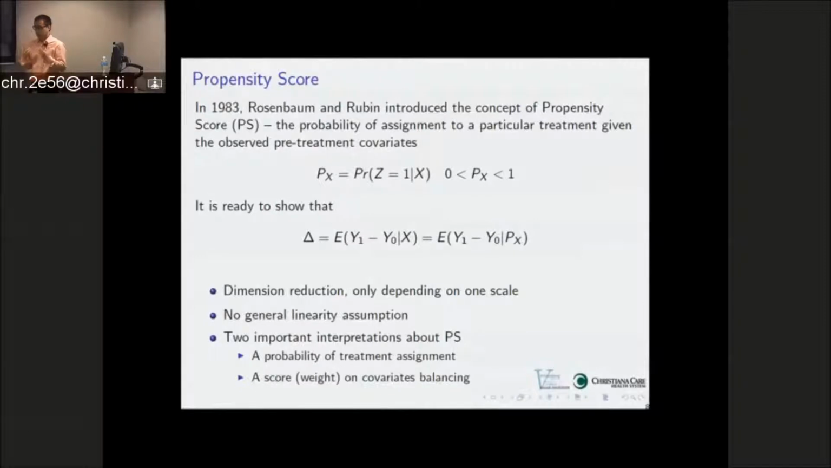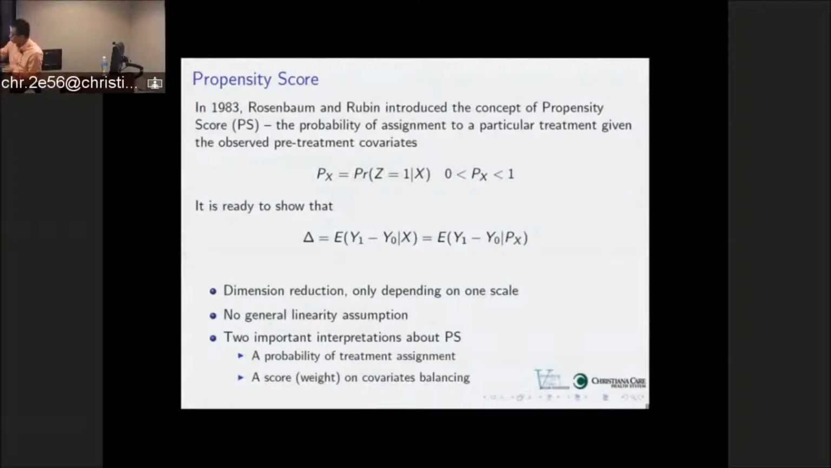In a bias adjustment method, first, given the definition, we know the propensity score is the probability of treatment assignment. So it can be interpreted as a probability of treatment assignment, like a sampling weight. That means if you are assigned to or selected for some treatment group, this becomes the weight. Another interpretation of the propensity score is that it's a score or weight on covariate balancing. So based on this value, we would like to create balanced covariates.